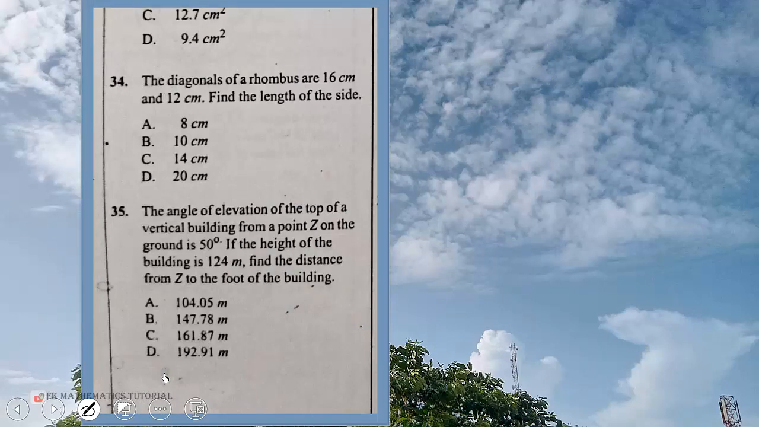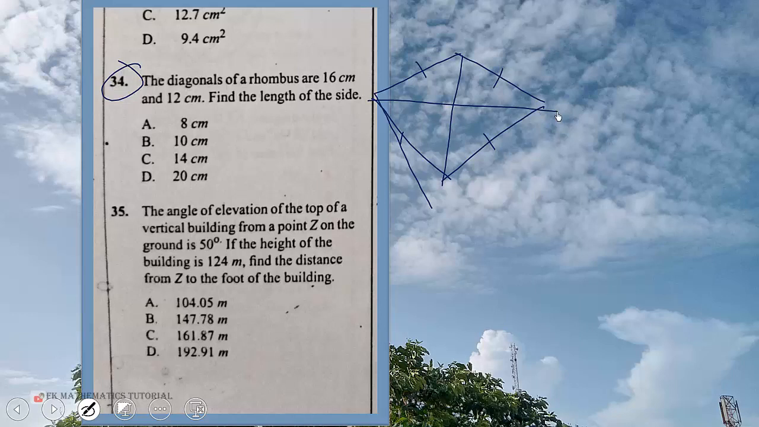Question number 34. The diagonals of a rhombus are 16 centimeters and 12 centimeters. Find the length of the side. So the diagonals of a rhombus are 16 and 12. Let me see whether I can sketch the rhombus. Something like this. I've not done it well at all. So the rhombus has all the sides equal. The diagonals will not be equal.